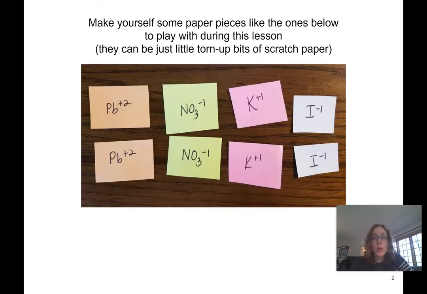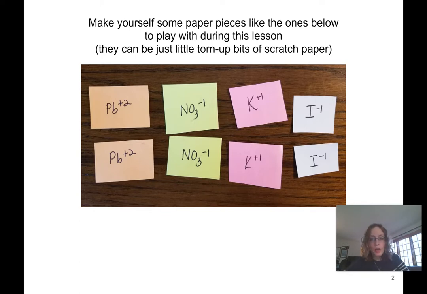So to start with, I'd like you to make a few little pieces of paper because we're going to be doing a little bit of playing around. I made mine with different colors so that it's easy to see, but you can easily just take some blank paper and rip it up into little pieces like this and make 8 little pieces of paper and fill them out just like it says there. So you'll write like Pb plus 2, like that. So just pause the video for a second and take a couple of moments to make your 8 little pieces of paper.